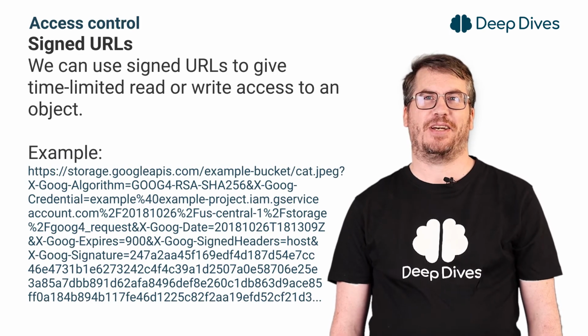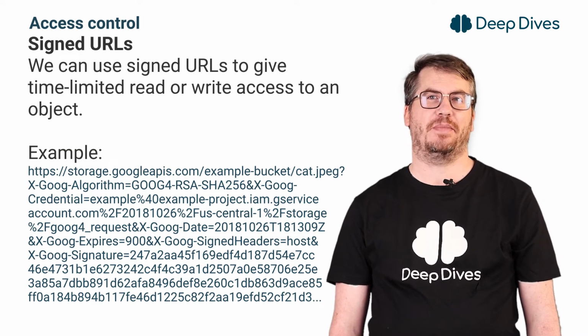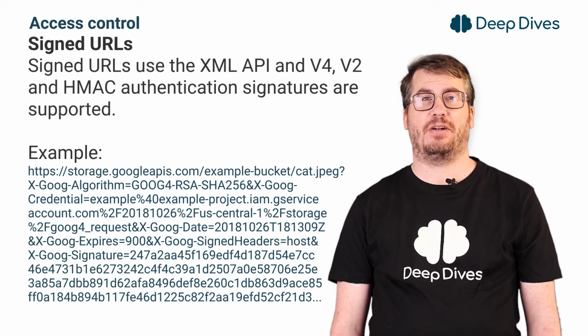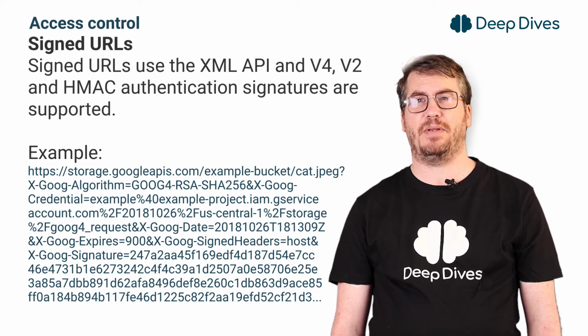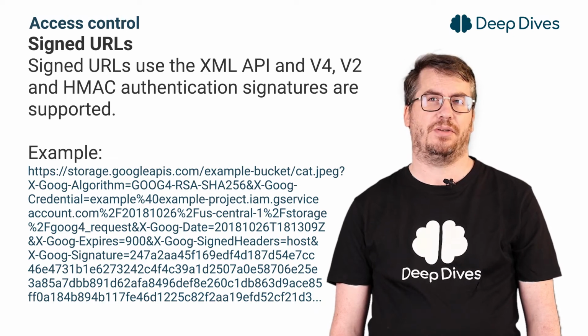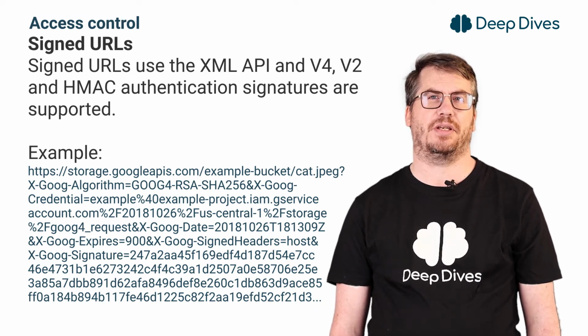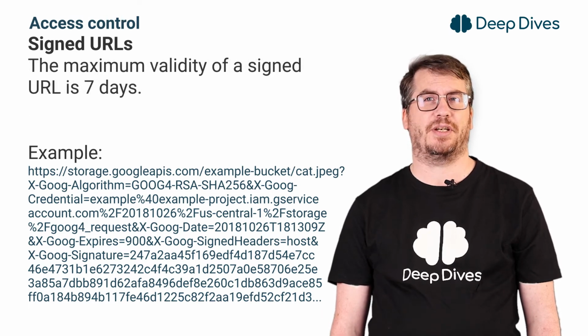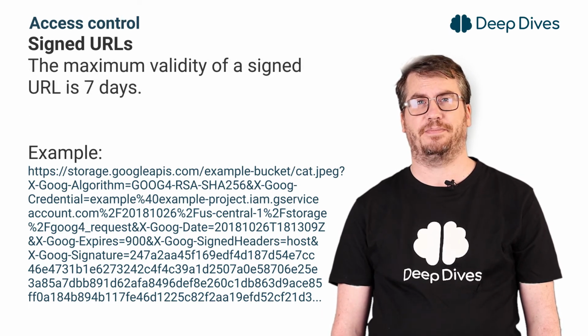We can also use signed URLs to give time-limited read or write access to an object. Signed URLs will always use the XML API, and v4, v2, and HMAC authentication signatures are supported. The maximum validity of a signed URL is 7 days.